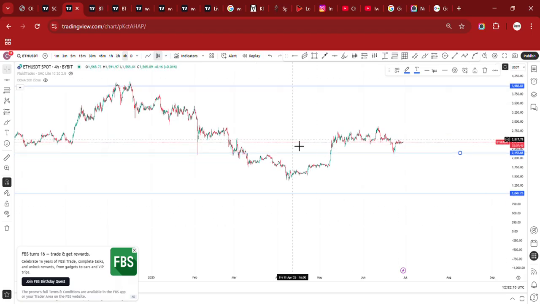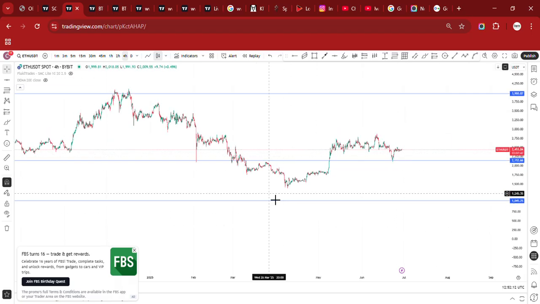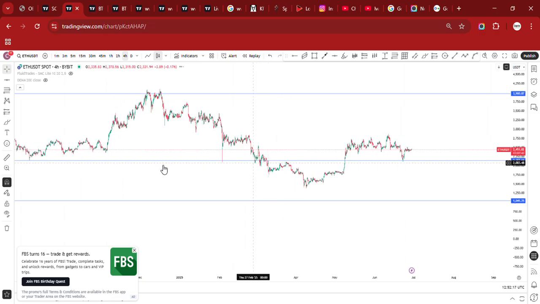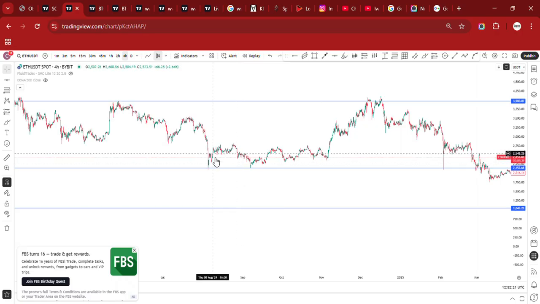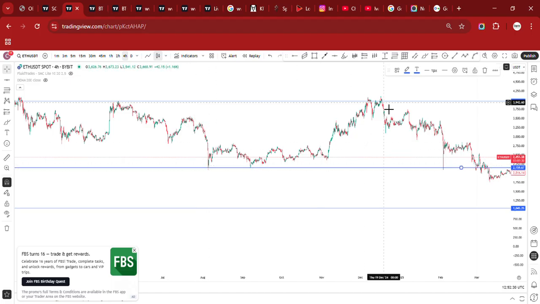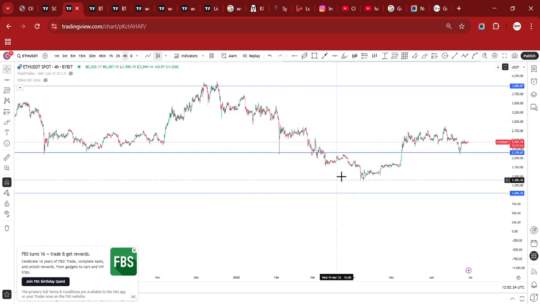Now, as I have explained, a support can be turned into a resistance, while a resistance can be turned into a support. Let me explain it with this one. Previously, if you look at this market at this angle, you will see that this line was serving as a support zone. The market hit it, got rejection, and hit our resistance zone, came back and hit it again, until the market now broke it here.